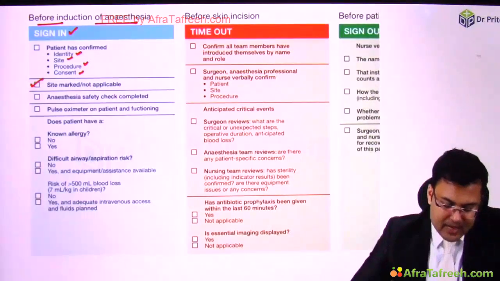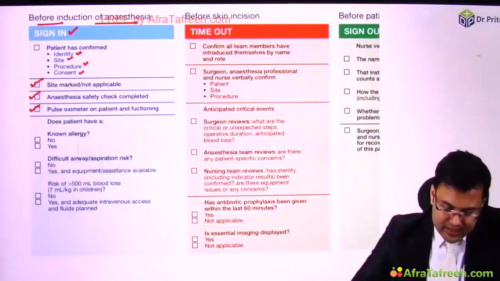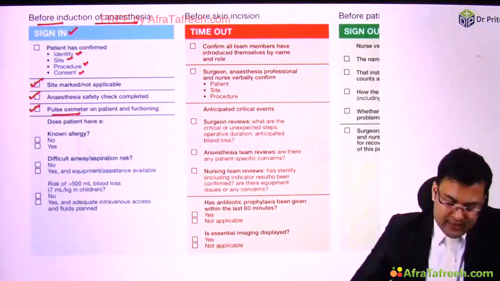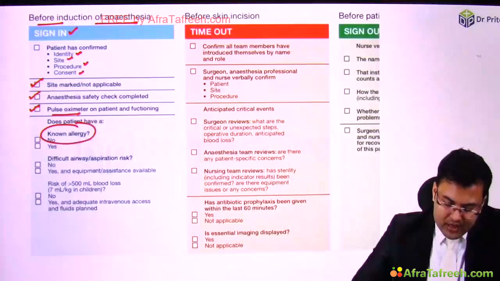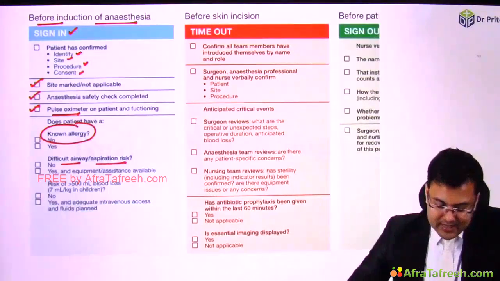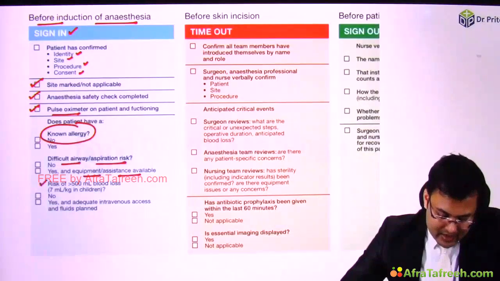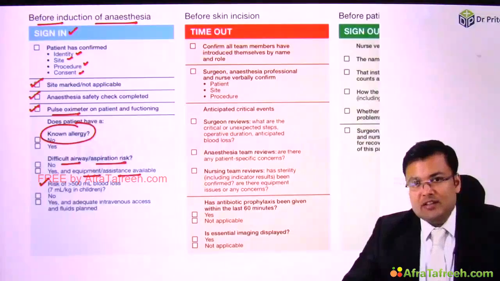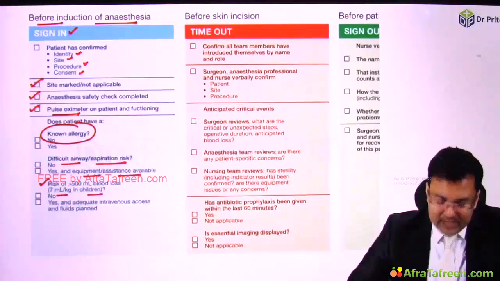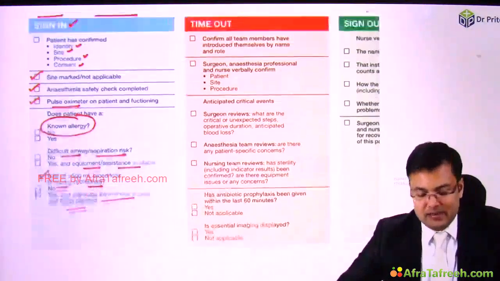After that, site is marked or not, anesthesia safety checklist completed. Here we have to see pulse oximeter on patient and it's functioning or not. Then you have to check whether patient is having any allergy or not, whether patient is having difficult airway or there is risk of aspiration. If yes, then we have equipment or assistance available for the patient or not. Second, how much is the amount of blood loss? If it's more than 500 ml, or in children it's 7 ml per kg, then adequate IV access and fluids are planned.